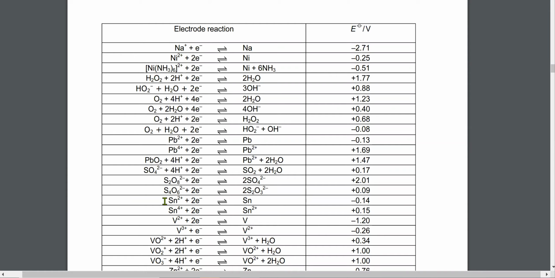In reality, you would have a physical data booklet with you, so you wouldn't have to actually write these equations. So Sn2+ plus 2 electrons in equilibrium with Sn, and this equation is −0.14 volts. There's another equation involving Sn2+. It's this one, Sn4+, which would gain 2 electrons to form Sn2+, or vice versa. And the value for this is positive 0.15 volts.